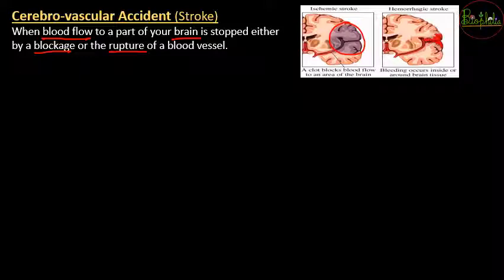Second case हो सकता है for the stroke that is called as hemorrhagic stroke, जहाँ पे rupture of the blood vessel की वजह से there is internal bleeding seen in the brain. So these are two types of stroke that can occur, also called as cerebrovascular accident.